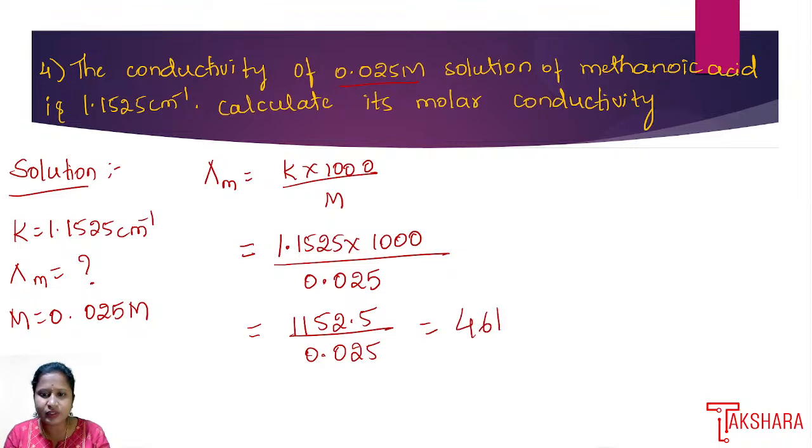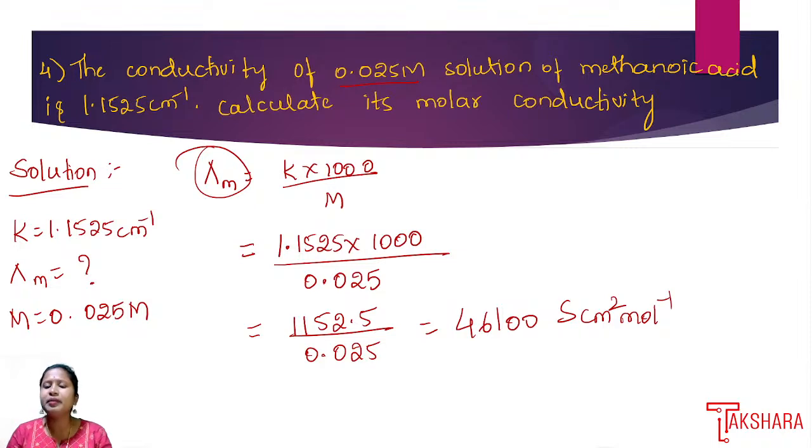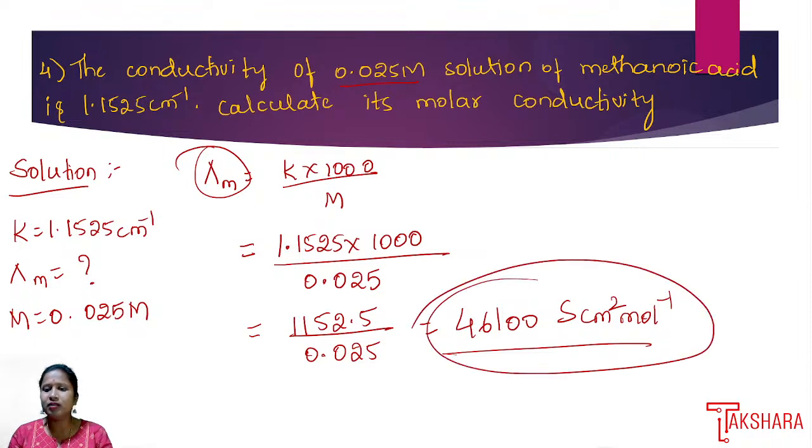So this molar conductivity has the unit Siemens centimeter square per mole. Siemens centimeter square per mole is the unit for molar conductivity. So 46,100 Siemens centimeter square per mole is the answer.